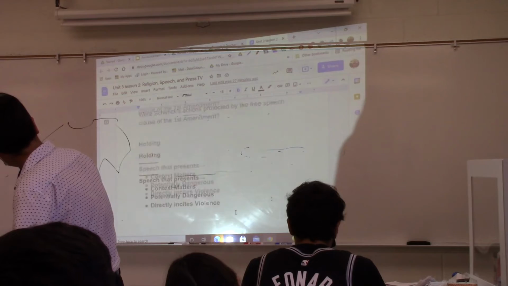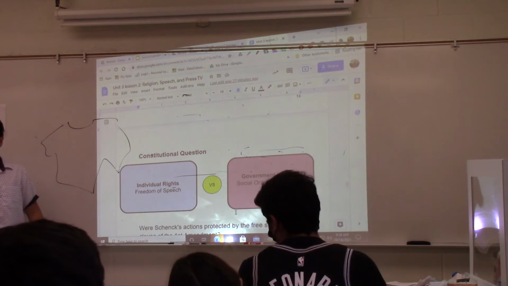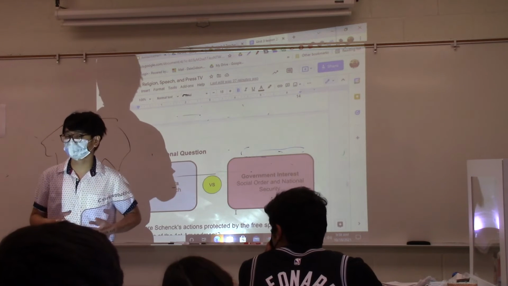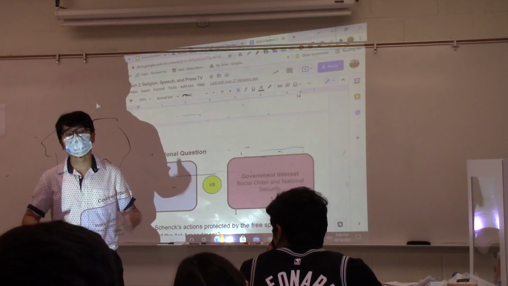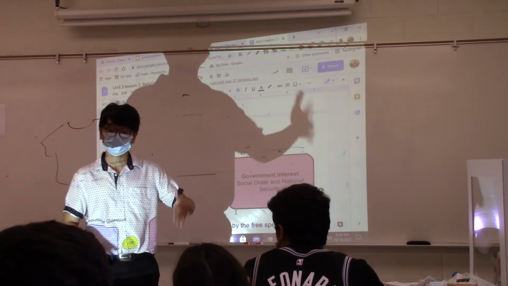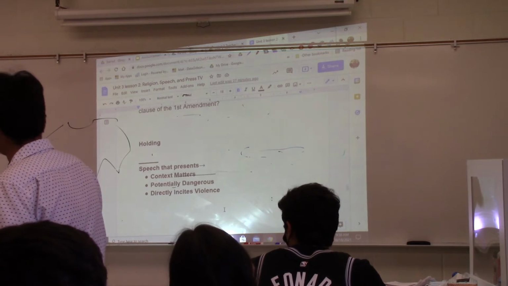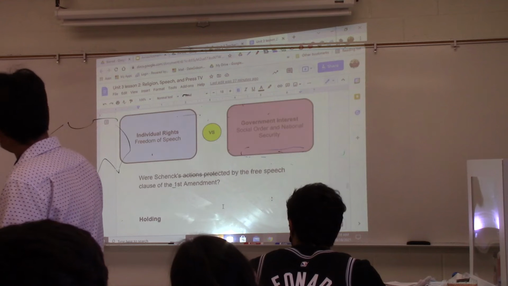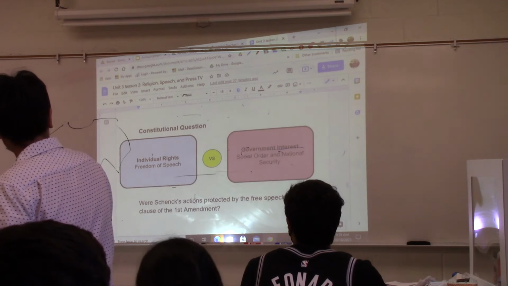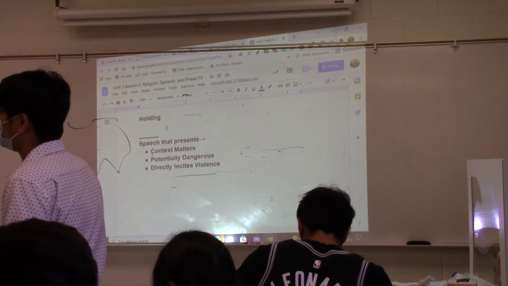In this case, there are two things in conflict: Schenck's freedom of speech and the government's interest to preserve national security. Again, this is a time of war, and any interfering with military recruitment may cause us to lose the war or lose more lives in World War I. That's why they passed that law in the first place. Is that a good enough reason to restrict Schenck's freedom of speech rights? The Supreme Court said no.